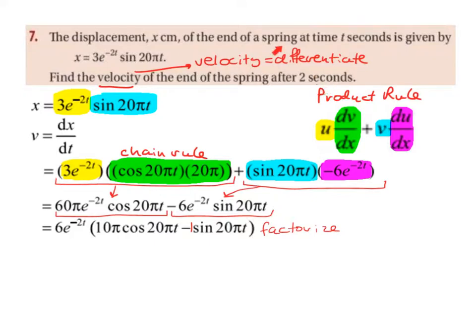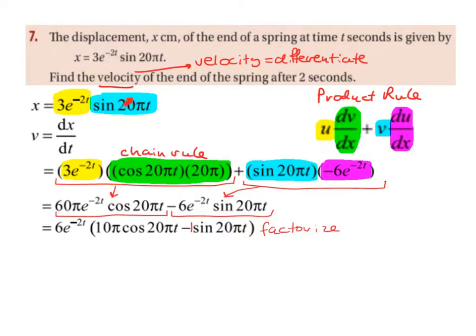It's important to note that when we hear velocity in a maths paper, we want to think differentiate. And if we were to hear accelerate or acceleration, we would think second derivative, or we would think to differentiate the velocity. Okay, so x equals 3e to the power of minus 2t sine 20 pi t.